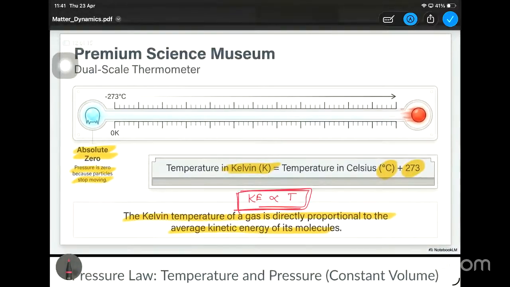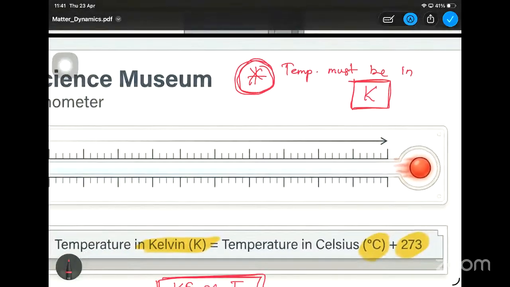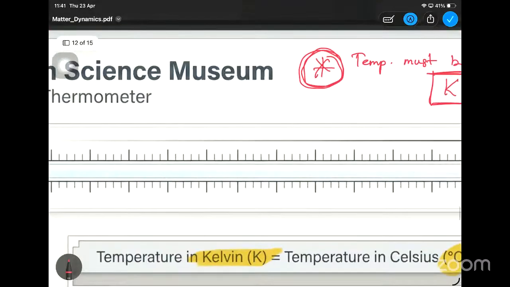Remember, in these calculations you need to use the temperature in Kelvin, right? That is a must. No Celsius temperatures, temperature must be in kelvins. And also remember, temperature and heat are two different things. Heat is an energy source.